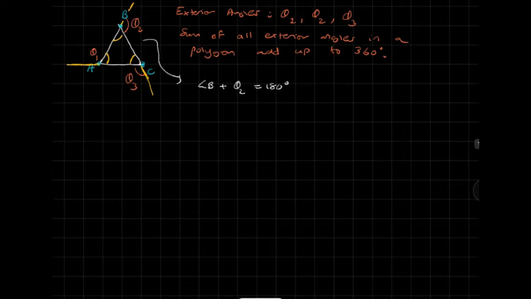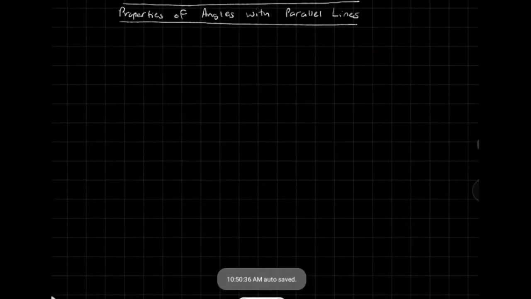So those are some properties of angles with figures and lines, right? Polygons and lines. What we're going to do next is we're going to be looking at another case of properties of angles, but this time we're going to be looking at the case with parallel lines. Okay, so this is going to be a little different. Alright, so let's take a look at some properties of angles, this time with parallel lines.